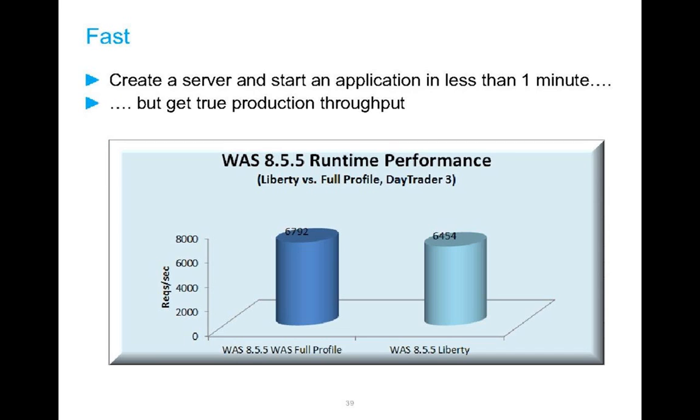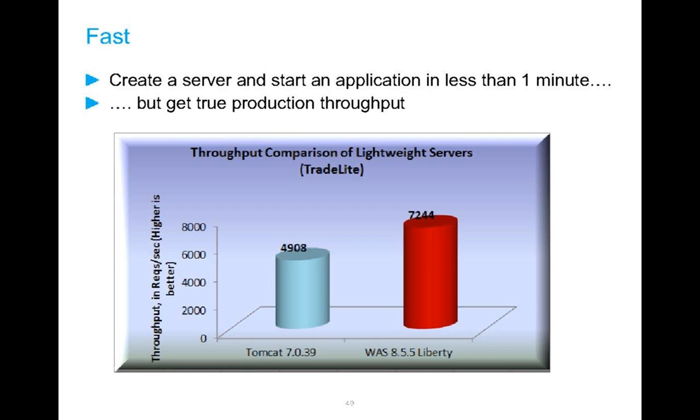And then you can see the comparison of throughput for the TradeLite benchmark with Tomcat. You could see that there's a huge difference actually, more than 50% difference.